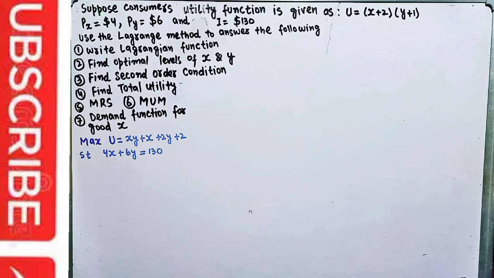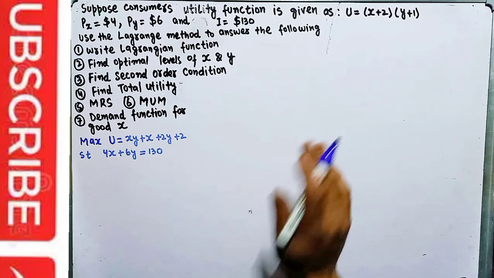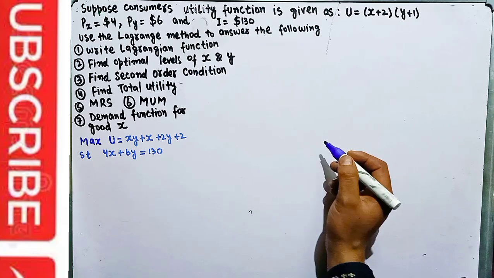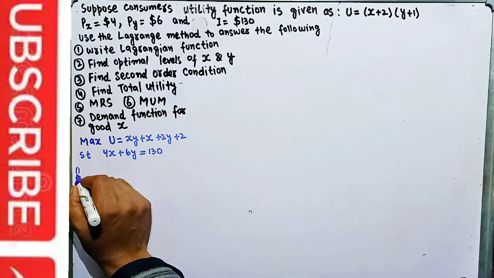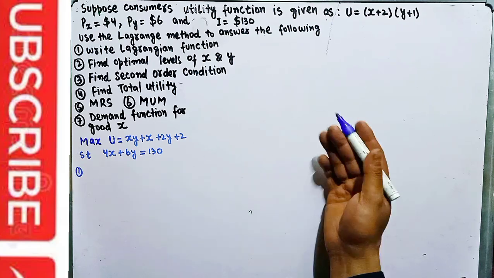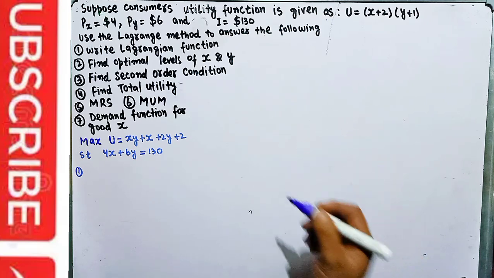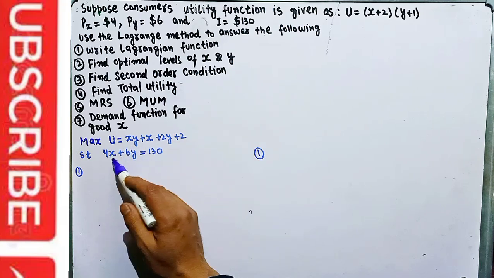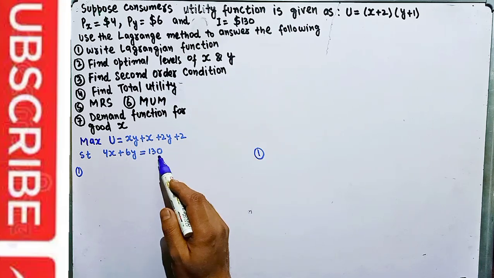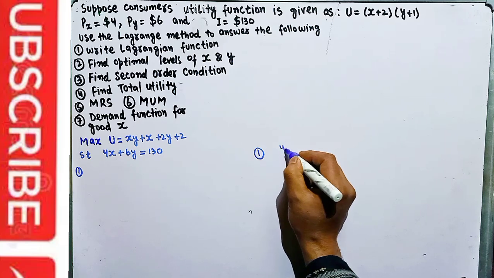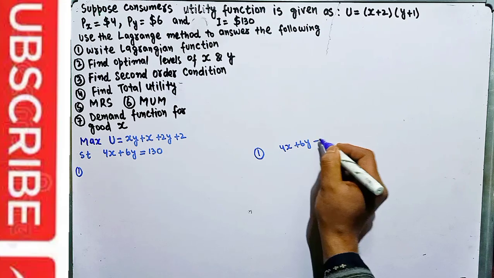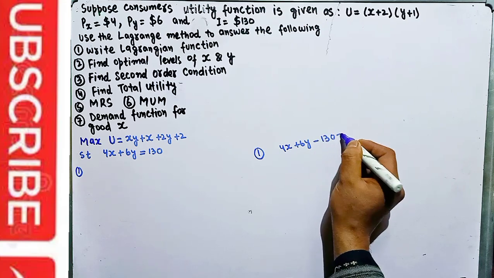So the first part tells us to write the Lagrangian function. How do we write the Lagrangian function? Let me show it here. How do we form the Lagrangian function? There are steps. The first step is we set this constraint equal to 0. That means 4x plus 6y minus 130 is equal to 0.